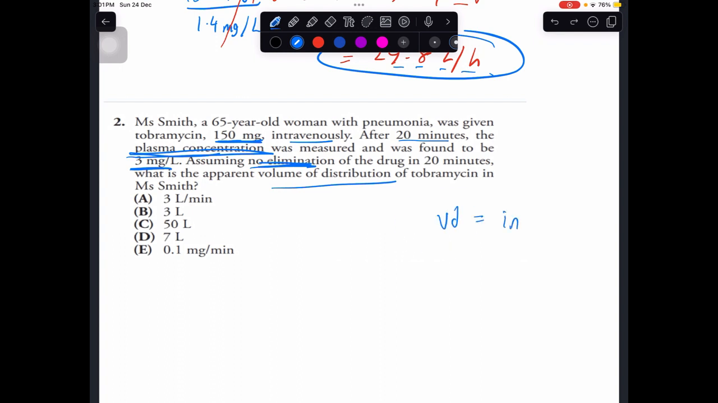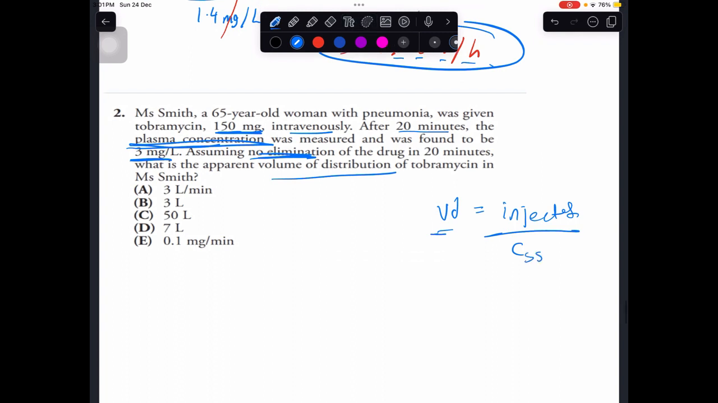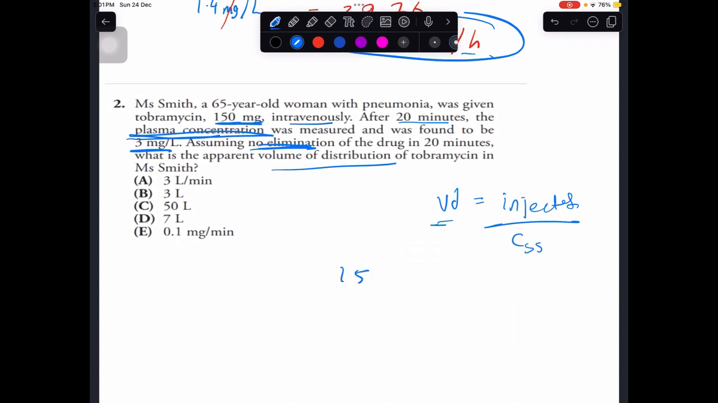Again, here we're looking at volume of distribution. If you haven't watched the video of volume of distribution, please look at the video. Okay, I've made a video previously, so do watch it. So how much is injected divided by the concentration, the CSS basically. This is the formula of the VD. How much was injected? 150, they're saying. They're saying 150 milligrams. Again, don't forget to write the unit. And what is the CSS, which is the plasma concentration here, is 3 milligrams per liter. So you just do 150 divided by 3 is what?